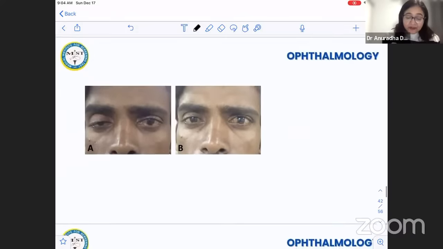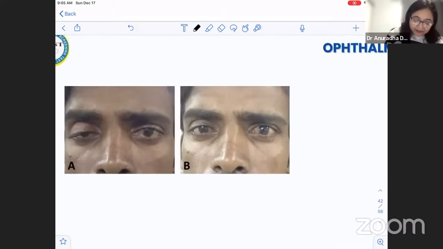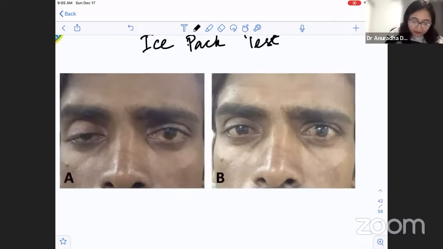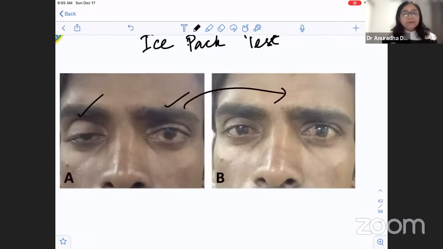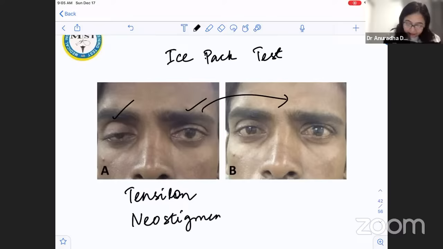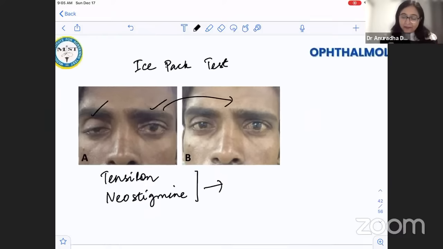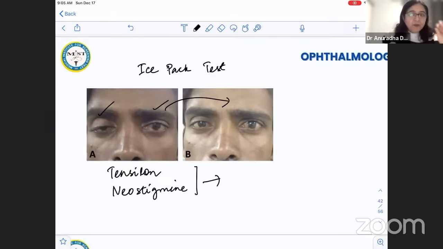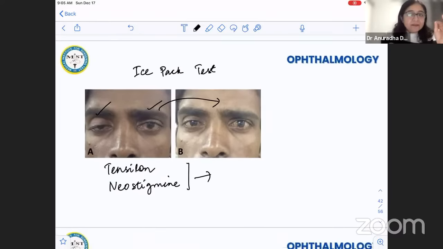Myasthenia gravis is a condition in which there is less acetylcholine availability at the neuromuscular junction. When you apply ice packs, that's called the ice pack test. Okay, so when you apply ice pack, as you see in this image, this patient was having ptosis, it improves. Similarly, if you do a tensilon injection or even when you give neostigmine, the ptosis improves because you are making more acetylcholine available at the neuromuscular junction. So improvement in the ptosis with these tests tells you that the condition is myasthenia gravis.